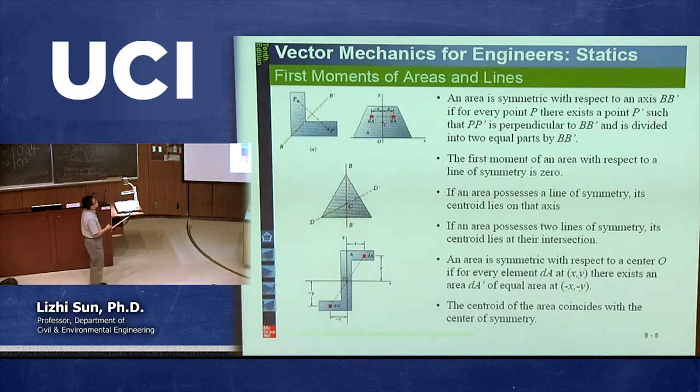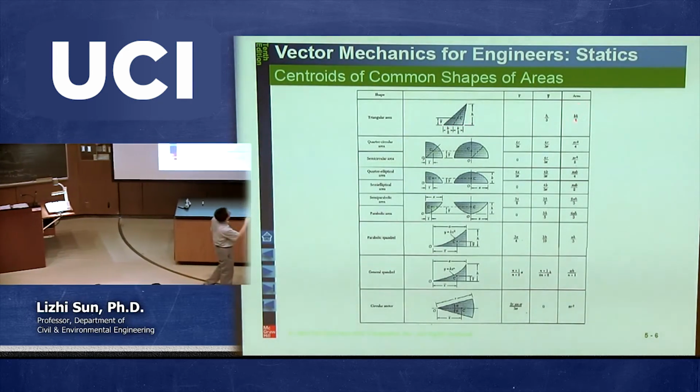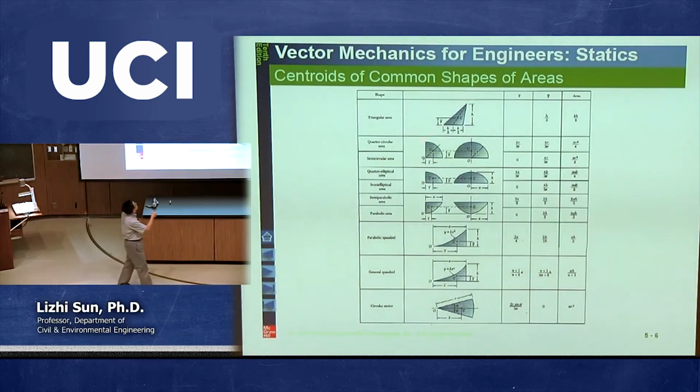So now I want to talk about a few simple ones. First of all, this is the table I just copied from the book. You should have this chart from the book. Let's say we have a triangular area. Then of course we can easily calculate the area, which is half the height h times the base b. So bh over 2 is the area calculation for any given triangular area.